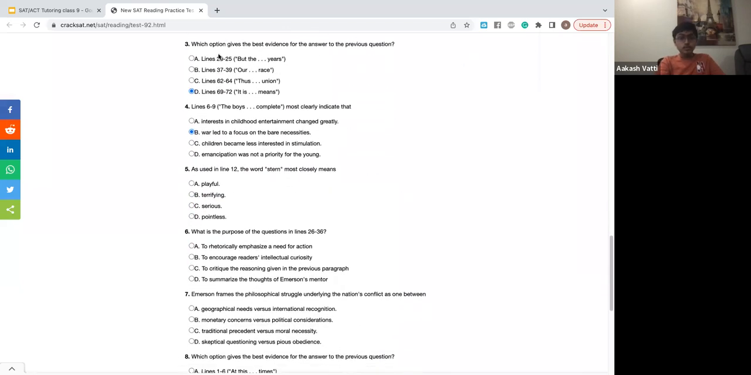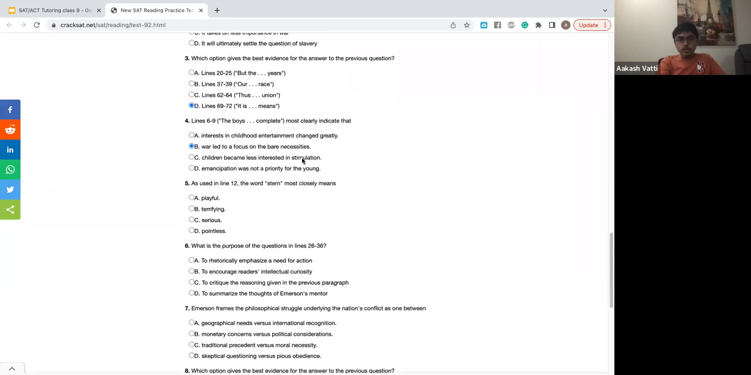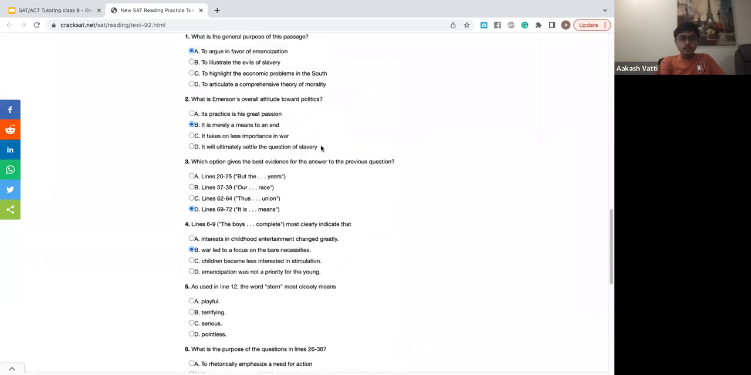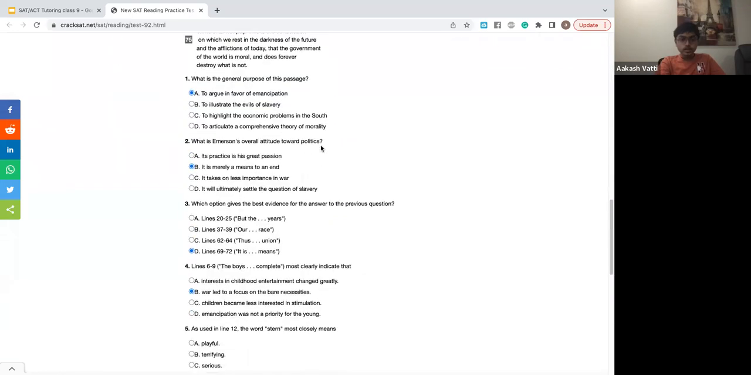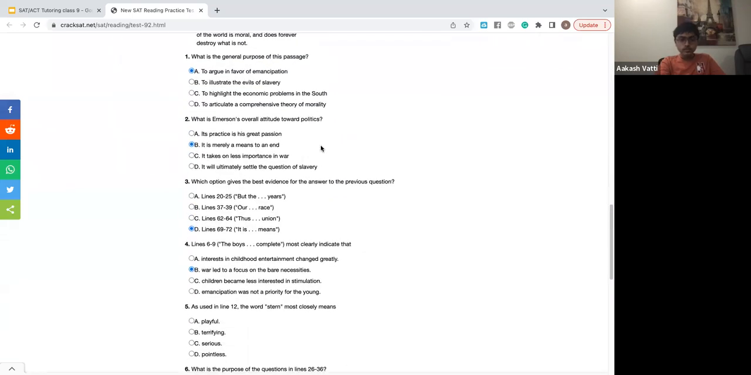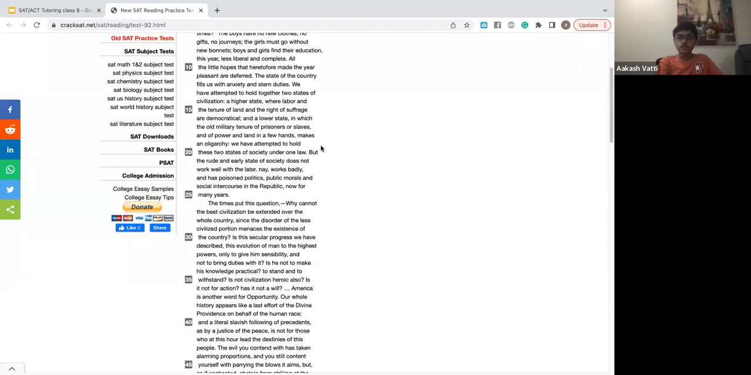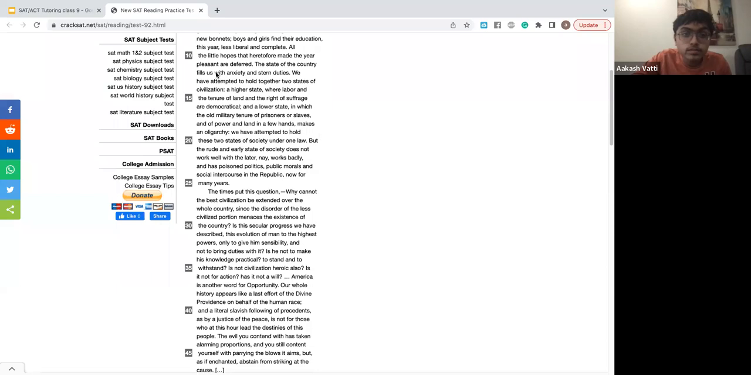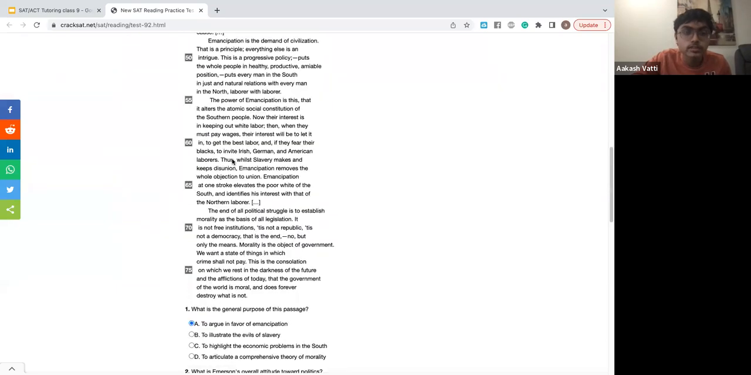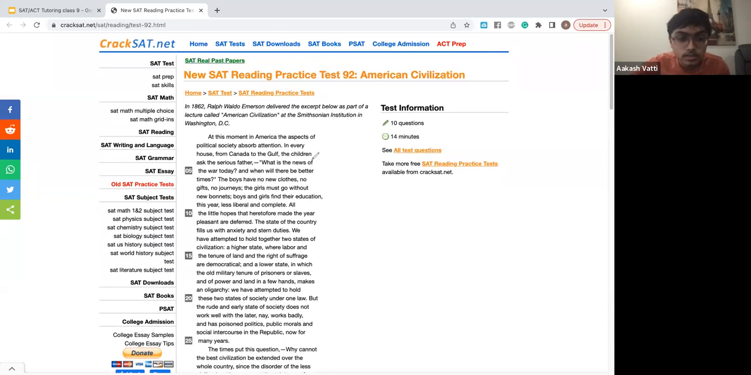As used in line 12, the word stern most closely means... okay, so 12, stern. And what are the answer choices? Playful, terrifying, serious, pointless. Perfect. Okay. 12. Okay, yes, here. It's not going to be terrifying. That doesn't sound right. I guess it's not pointless, because what it's saying is like serious or important, portent or stuff like that.